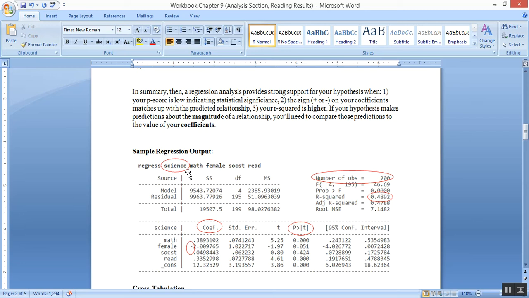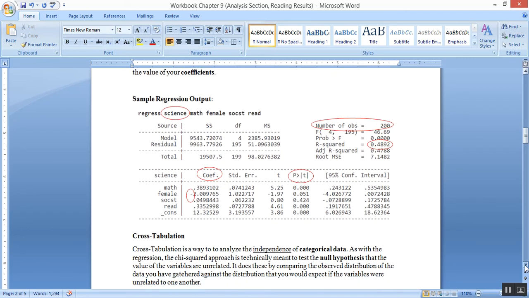So now we know what our variables are. But keep in mind here, we've got 4 separate independent variables. That means that we're looking at a sample regression output for a multiple regression, not a simple regression. A simple regression would only look at science and math or science and gender. But let's go ahead and scroll down just a little bit, and let's look at some of these other values.